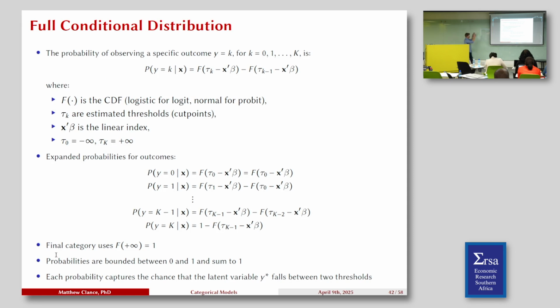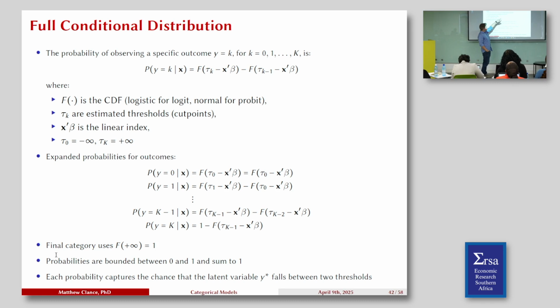So if we wanted to put out the whole full conditional distribution, we could write it out as the probability of observing a specific outcome. Let's say I was looking at y equal to 1, and by the way, I'm thinking about k as being ordered from 0 to k. Then the probability of y equal to 1 given x is going to be the function of the cut point at 1 minus x prime beta.